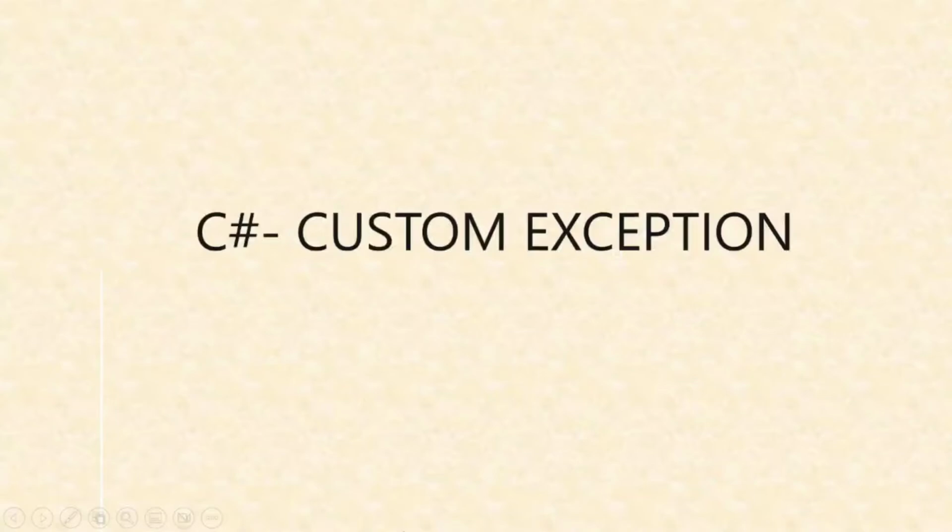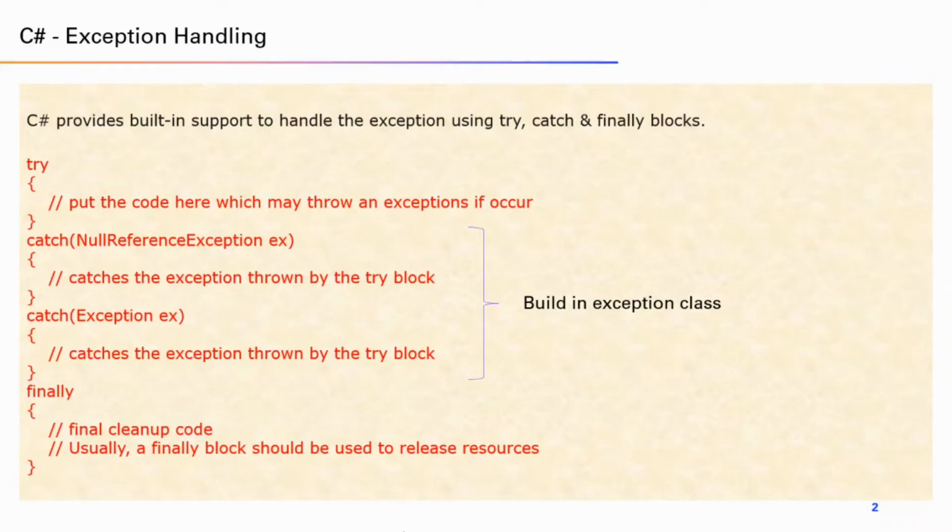Hi all, let's see how to create a custom exception class in C#. In our previous video, we saw how to handle the exception using try, catch and finally keywords, and inside the catch block, we use built-in exception classes, for example, NullReferenceException class, FormatException class, etc. to get detailed information of the exception.